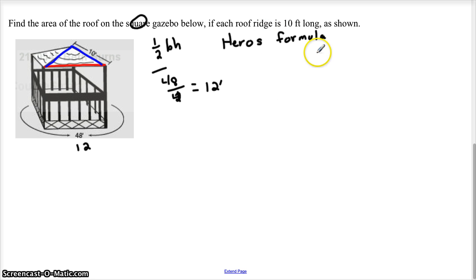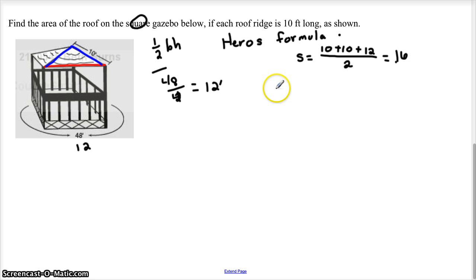If you remember, in Heron's formula, S is the half perimeter of the triangle. So that'll be 10 plus 10 plus the other side, which we know is 12. Then we divide this by 2, because remember we're looking for the half perimeter. That gives me 16.